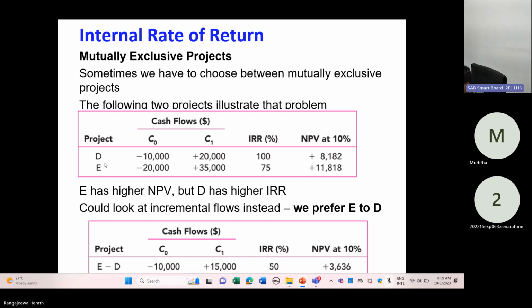So here you are given projects D and E. Project D 10,000, E 20,000. Here year 0 cash outflow, here year 1 cash inflow, 20 and 35. It's a very simple example only. You're given IRR of 100% and 75%. NPV at 10%, positive NPV. Right?